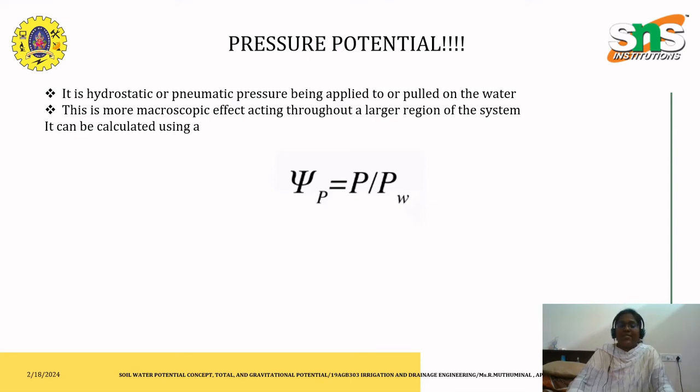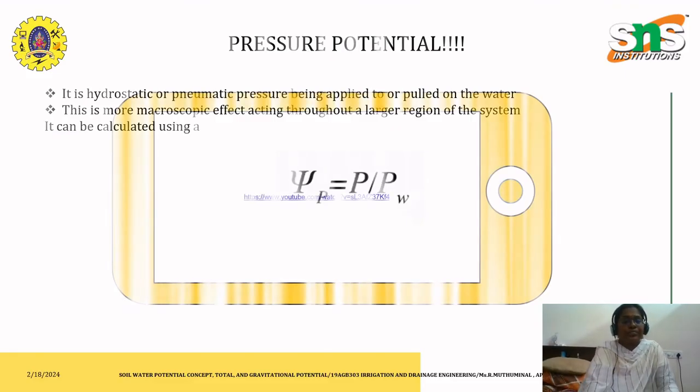So after we have calculated the potentials caused by pressure, gravitational, osmotic, and matric, all four have to be summed in order to identify the total soil water potential, that is phi T.